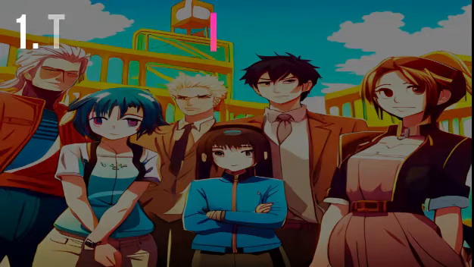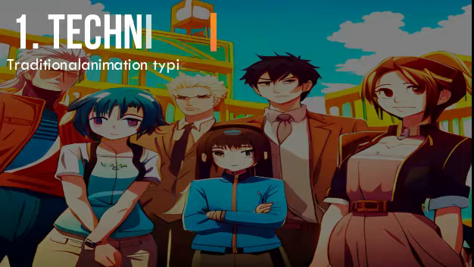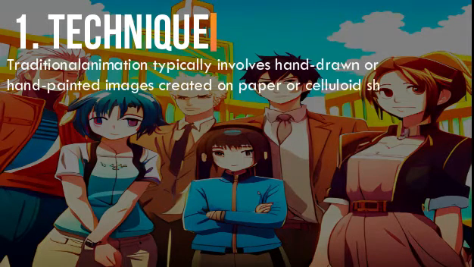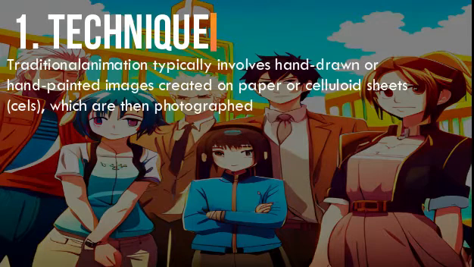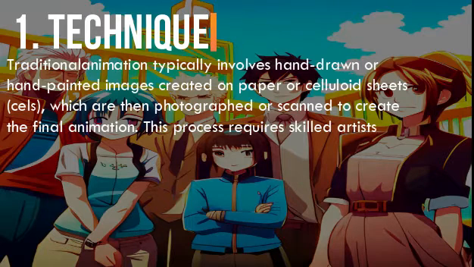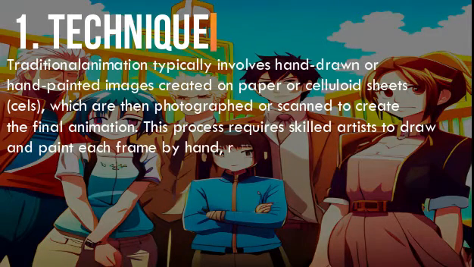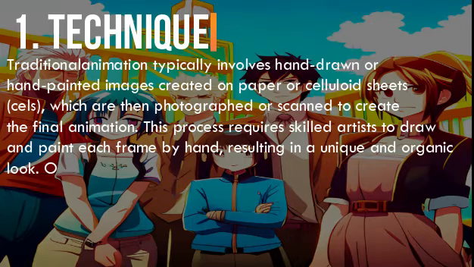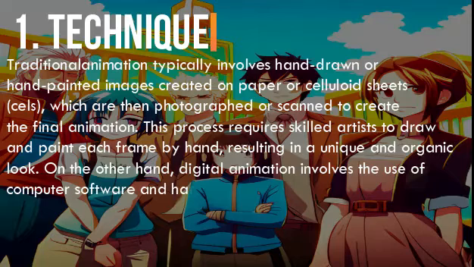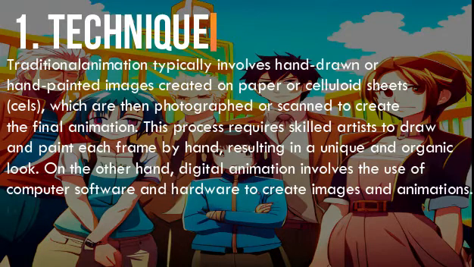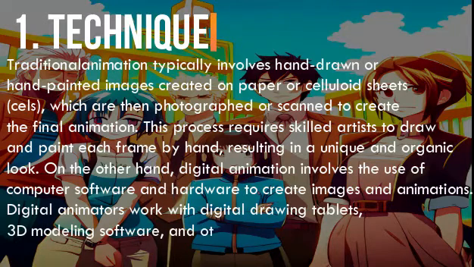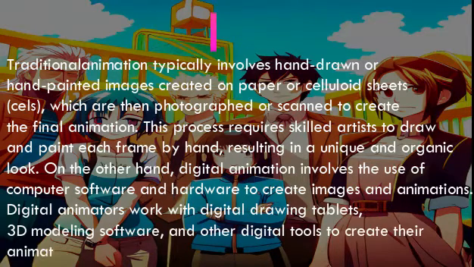1. Technique. Traditional animation typically involves hand-drawn or hand-painted images created on paper or celluloid sheets, cels, which are then photographed or scanned to create the final animation. This process requires skilled artists to draw and paint each frame by hand, resulting in a unique and organic look. On the other hand, digital animation involves the use of computer software and hardware to create images and animations. Digital animators work with digital drawing tablets, 3D modeling software, and other digital tools to create their animations.